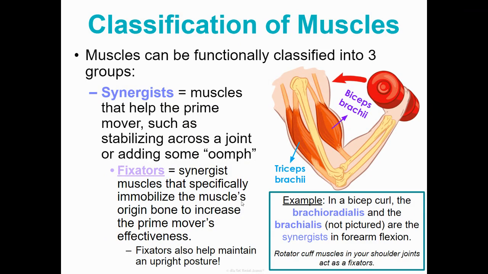Forearm flexion. My voice is terrible. And then your rotator cuffs are in your shoulders. The rotator cuff isn't just one thing. It's a group of muscles that work to help you rotate your shoulder, and they are the synergists in forearm flexion. They're the fixators.